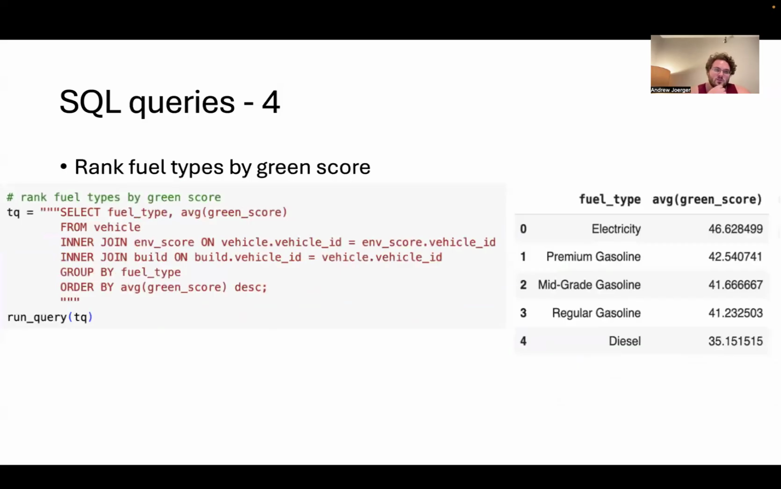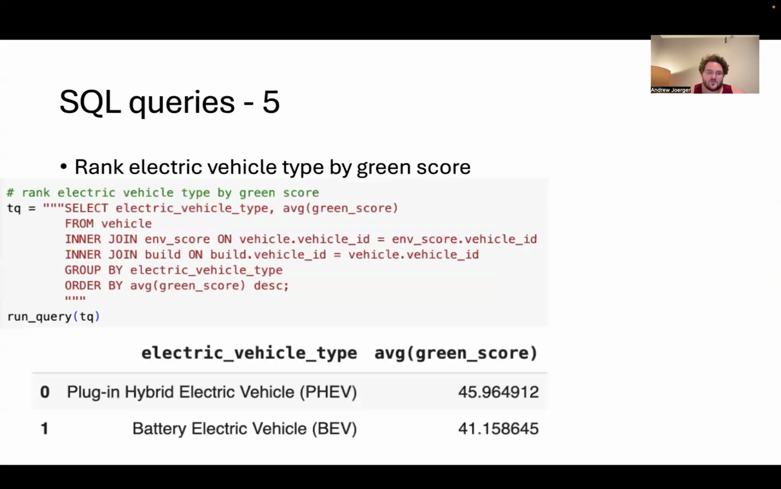Another query was figuring out which fuel types lead to the largest green score. So here I grouped by the fuel type and calculated the average green score amongst all fuel types. This required joining vehicle with environmental score and build. Build allows us to get the fuel type information, and I ordered by decreasing green score. You can see electricity is the fuel type with the highest average green score, 46.6, which is not surprising, followed by premium gasoline. We see that diesel is the worst.